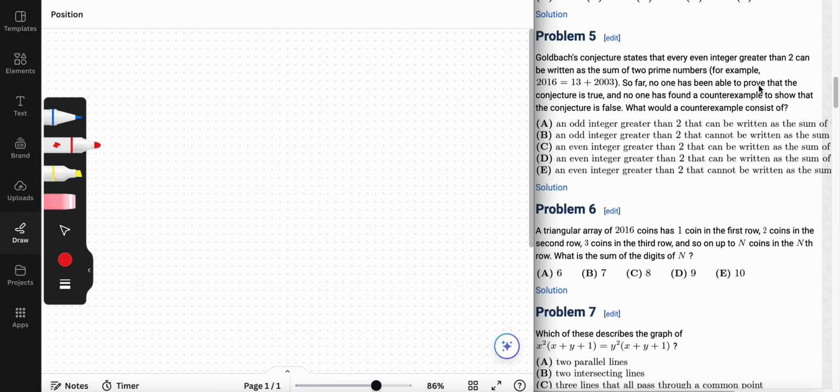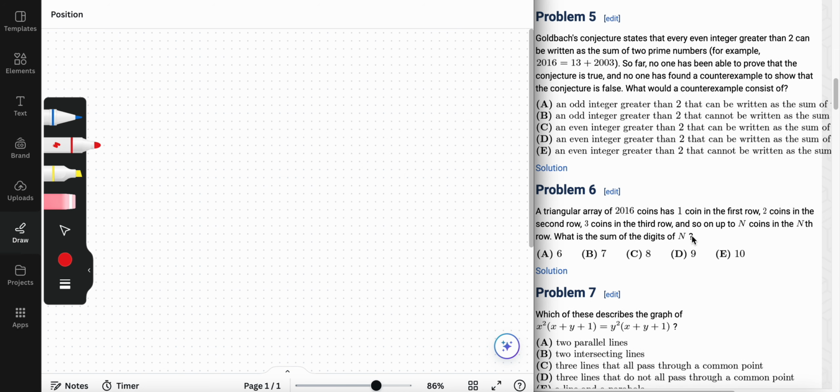Yeah, because every even integer greater than 2 has to be writable as such, so if it cannot be written, that's a counterexample. Yeah, I think it's C.